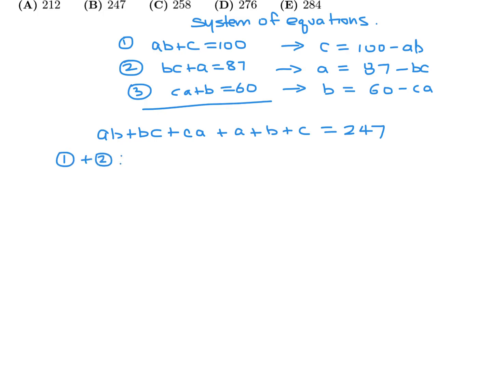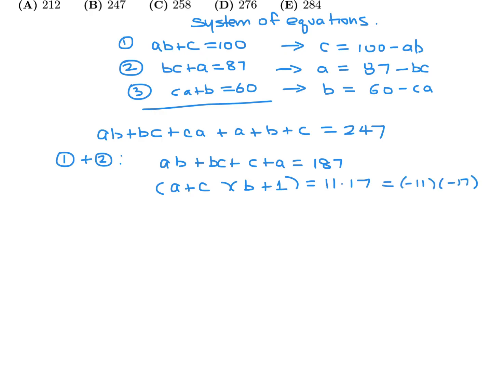If I add the first two equations, I get ab plus bc plus c plus a, and that's 187. The good news there is that it factors. So we have a plus c, and we have b plus 1, right? And then this 187, we have to factor that also. So there's a few possibilities: 11 times 17, or negative 11 times negative 17.